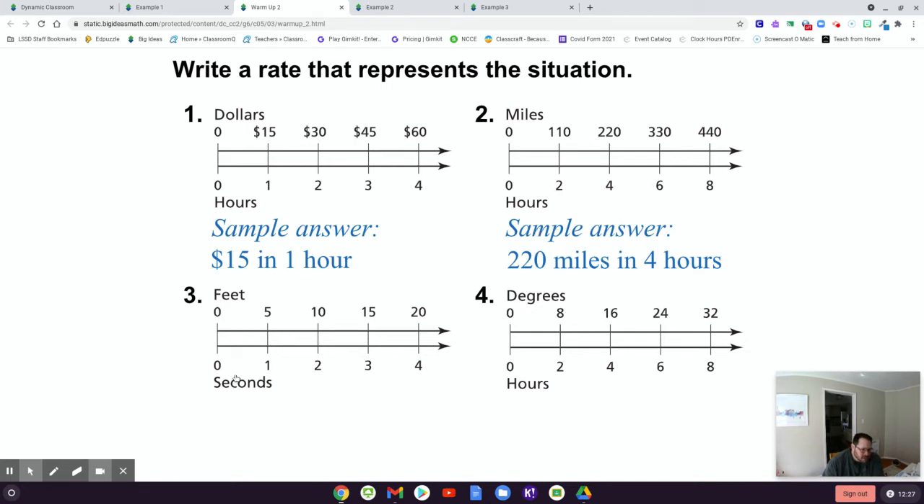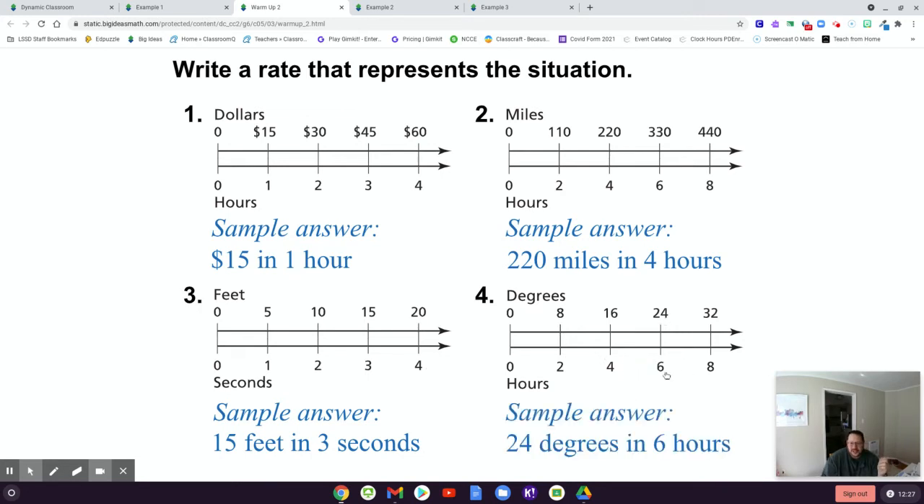Okay, so for number 3, it gives you an example rate here of 15 feet per 3 seconds. What is the unit rate for number 3? Okay, the unit rate would be 5 feet per 1 second, or 5 feet per second. And for number 4 here, one possible rate would be 24 degrees in 6 hours. What is the unit rate? Okay, and again, this one doesn't show it on here, but if you were to cut this down to 1 hour, you would find it's 4 degrees in 1 hour. That's the same as 24 degrees in 6 hours.